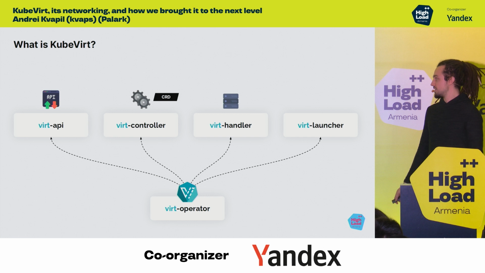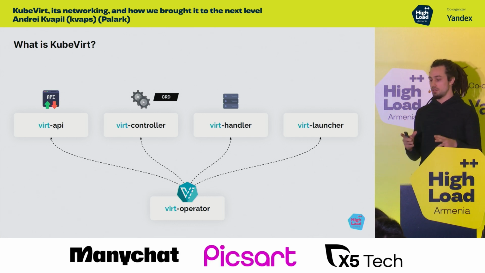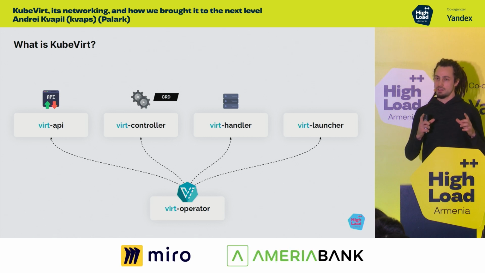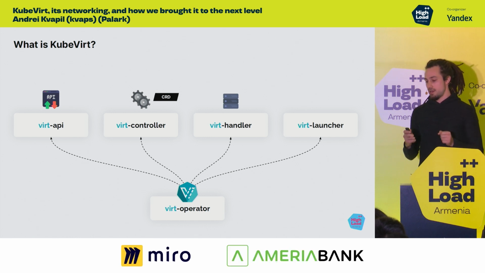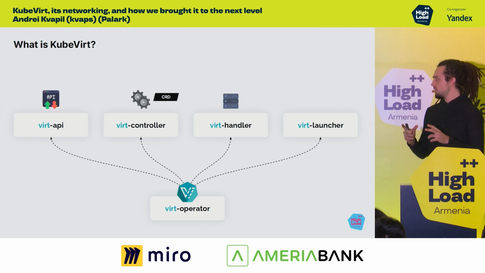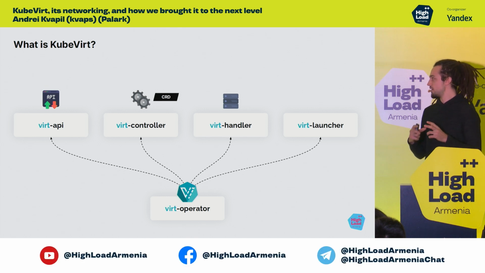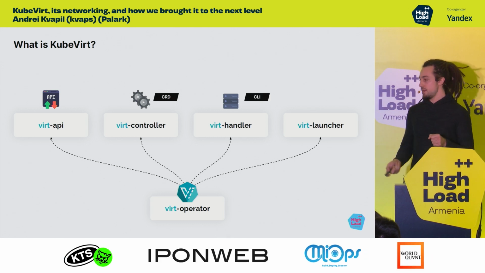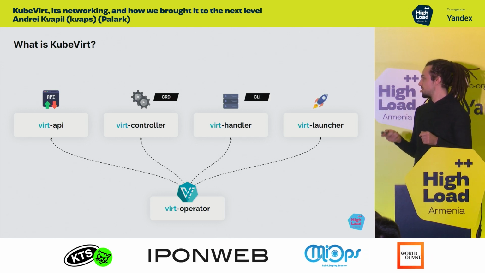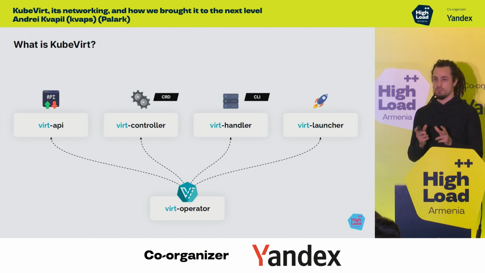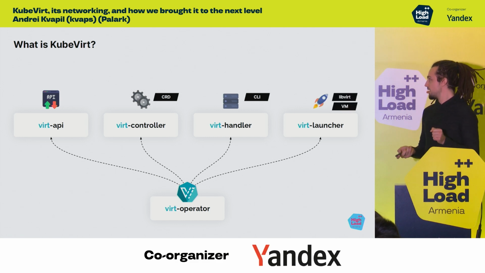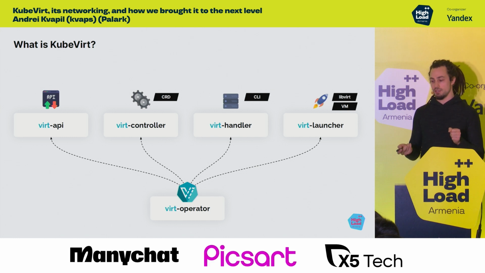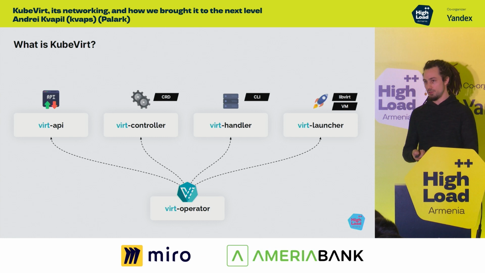And the next one is virt-handler. This is a special entity which is deployed as a daemon set on every node and ensures all the needed permissions. It's actually reconfiguring the pod to be able to run the virtual machine. And virt-launcher is like a Go binary which is running libvirt and the virtual machine inside the pod. Actually, every virtual machine in KubeVirt is running inside a pod.